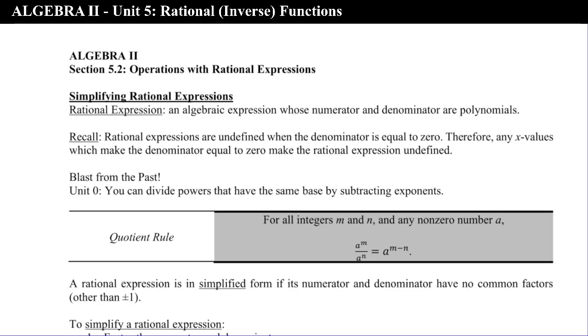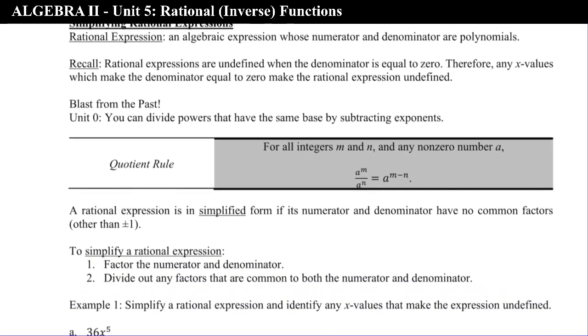So here's a little blast from the past for you. Let's go all the way back to unit 0. You can divide powers that have the same base by subtracting the exponents. That is the quotient rule, and that's what's presented here in this box. This was pulled directly from your unit 0 notes.